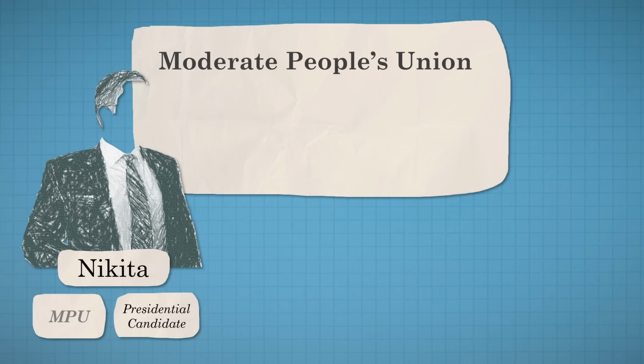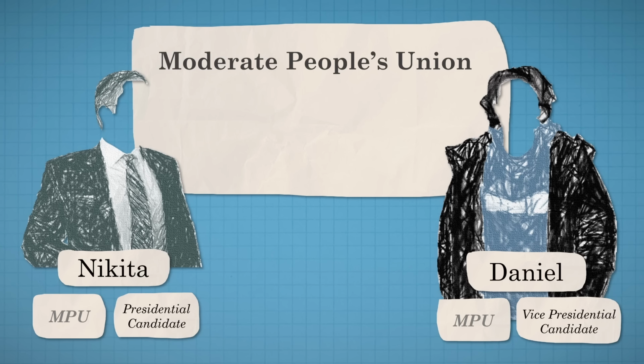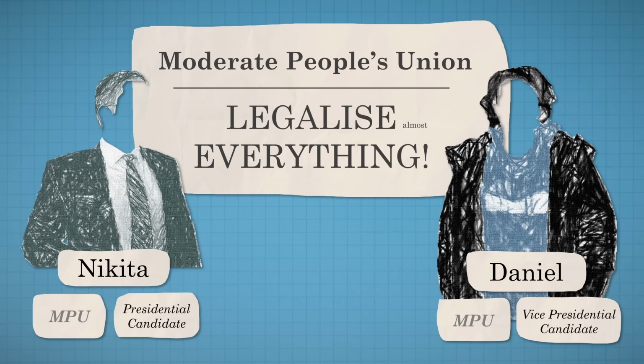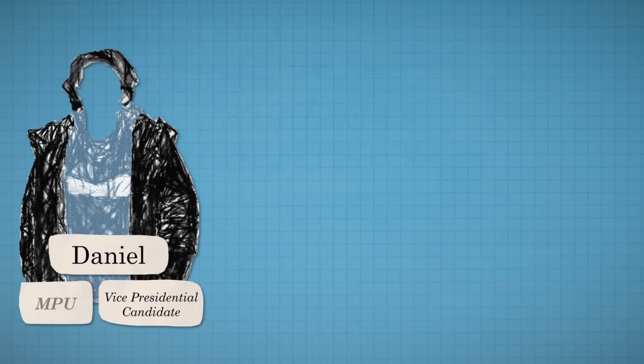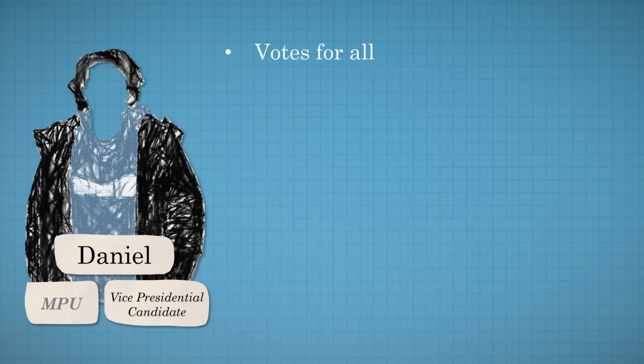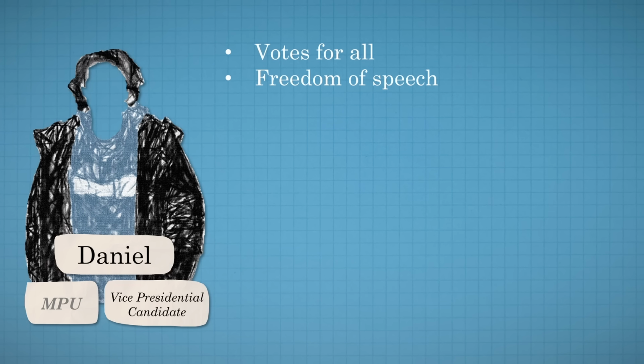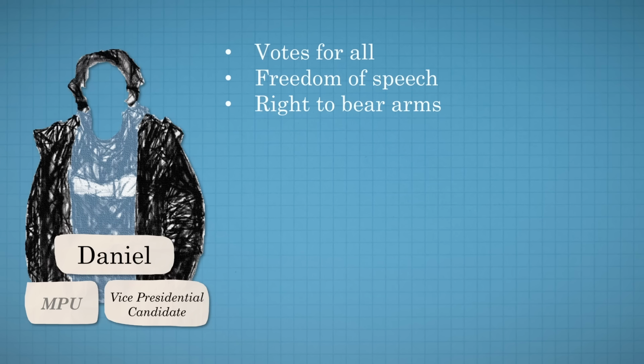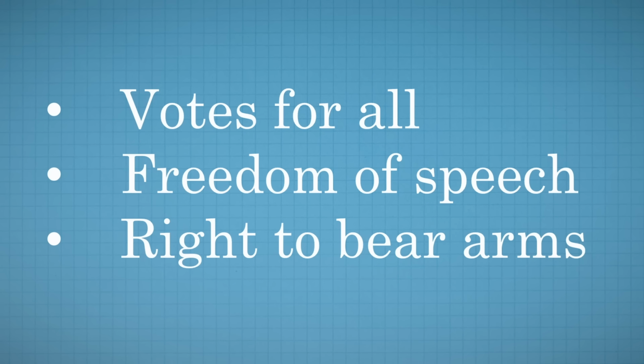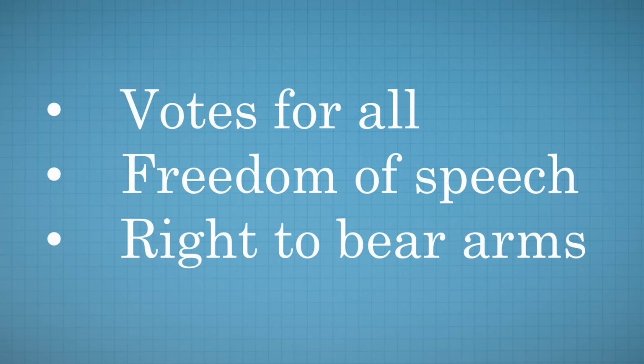Running under the banner of the Moderate People's Union, he and his deputy Daniel ran on a platform of legalizing everything that doesn't harm others. The self-described centrist party then unveiled a manifesto promising votes for all, freedom of speech, and the right to bear arms. Guys, I don't think you're allowed to do the last one in school.